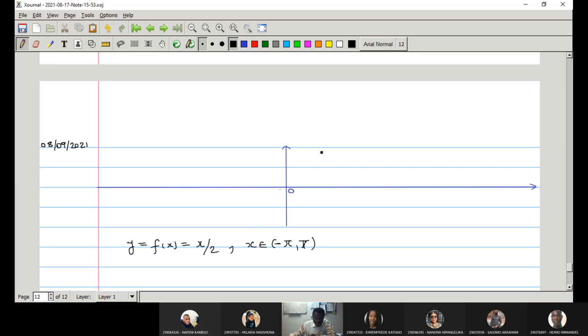Would that be too long? No, I don't think so. So this would be our pi by 2, which is 1 point something, because pi is 3 point something. We divide by 2, it will be around 1.6, something like that. Okay, so this will be our pi by 2.